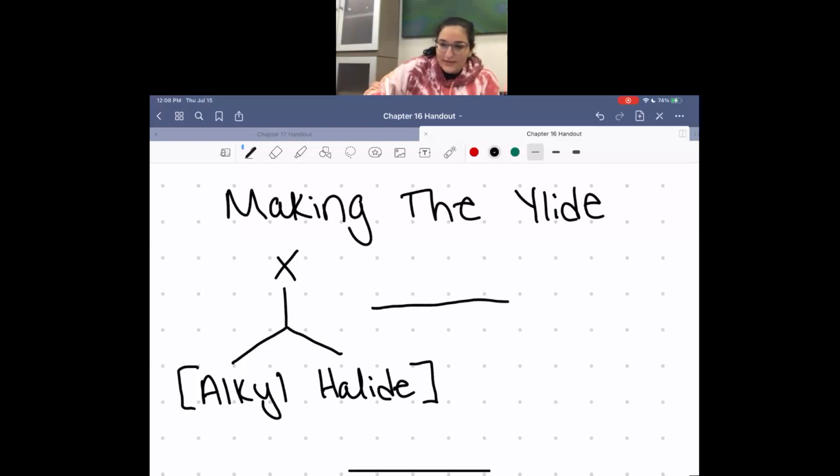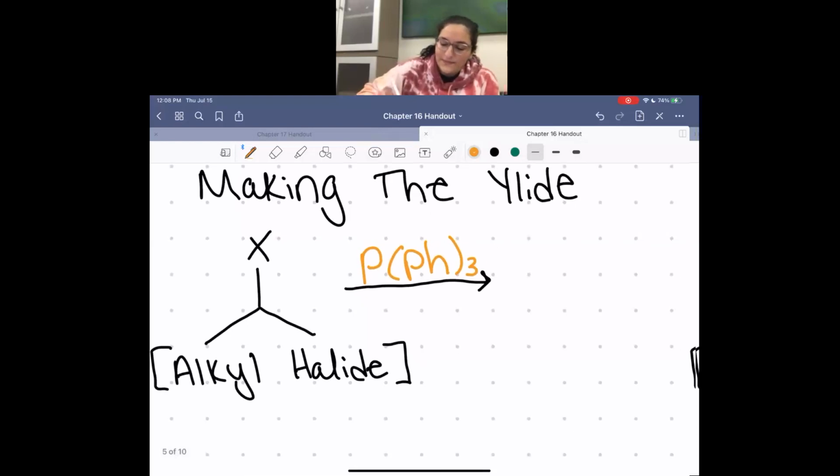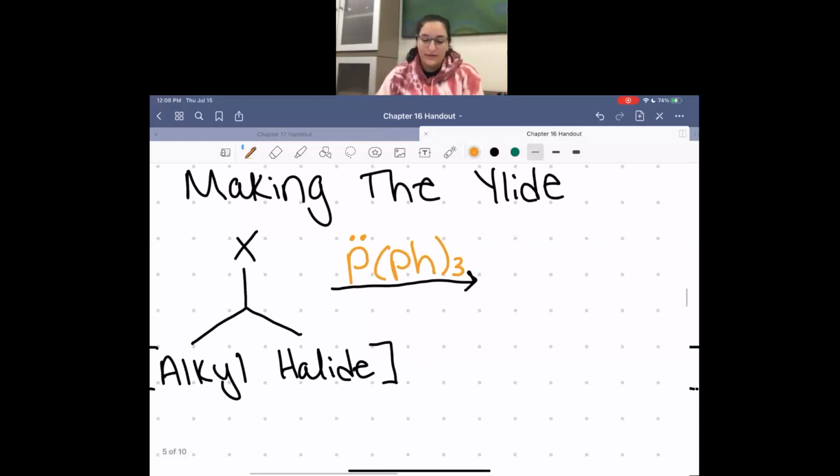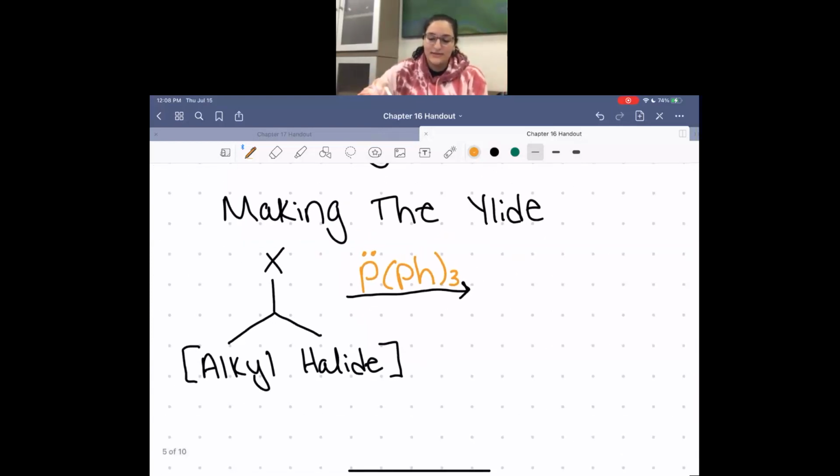We start with an alkyl halide. And we're going to react the alkyl halide with a very specific reagent. And we're going to even pop out a different color for it because it's so fun. We're going to call it PPh3, and that's called triphenylphosphine. Try saying that three times fast. And in the first step, we are essentially just taking this and replacing it with this.